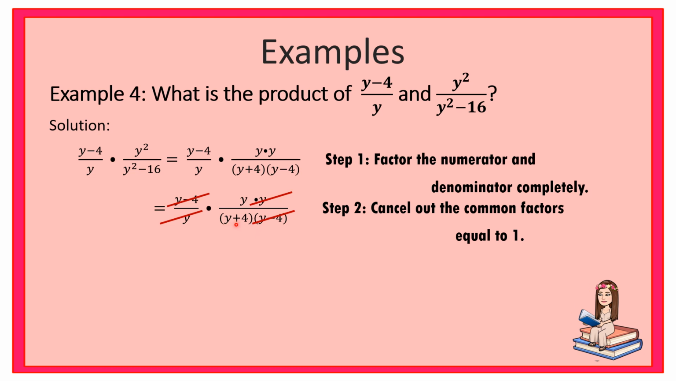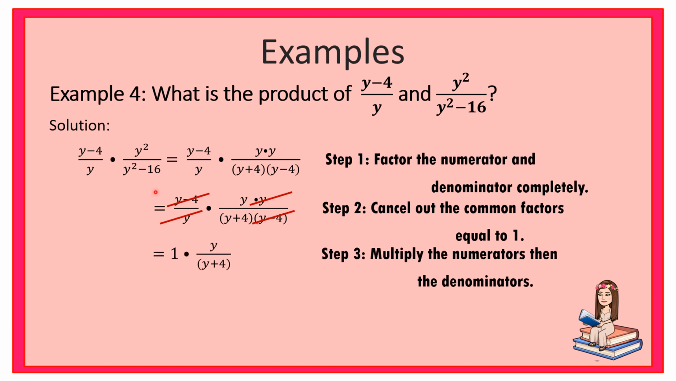Kapag may plus na kasama yung variable, ibig sabihin, iisa lang sila. Kapag kinancel mo siya, dapat kasama yung ibang katuwang niya. So, in this case, dahil may plus 4 siya, hindi mo siya pwedeng i-cancel together with y. And so, anong natira nung tayo ay nag-cancel out? Ayan, sa una wala nang natira kaya 1 na lang.